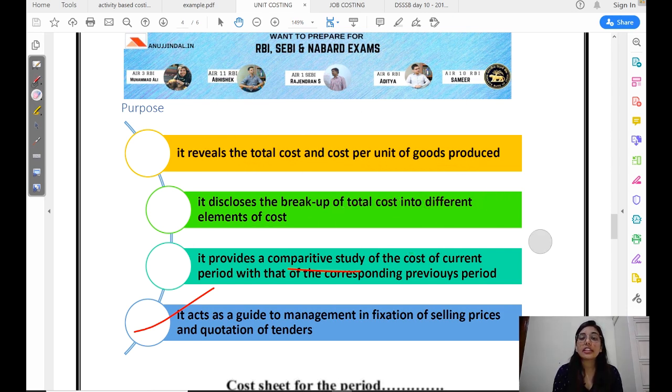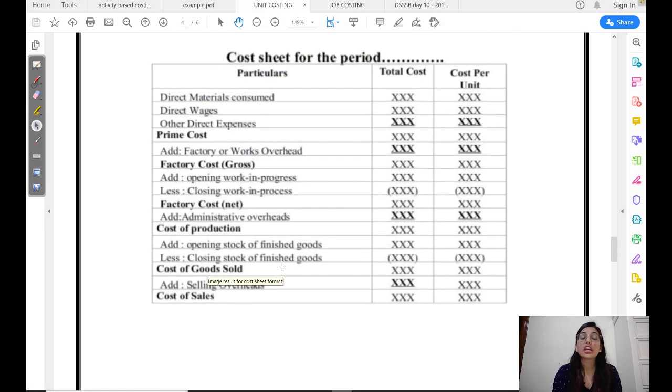Now we will have a look at the format of the cost sheet, and you try to remember that format so that you can easily tackle the questions from the cost sheet in your examination. So first of all, the direct expenses form the prime cost: direct material consumed, direct wages, and direct expenses.